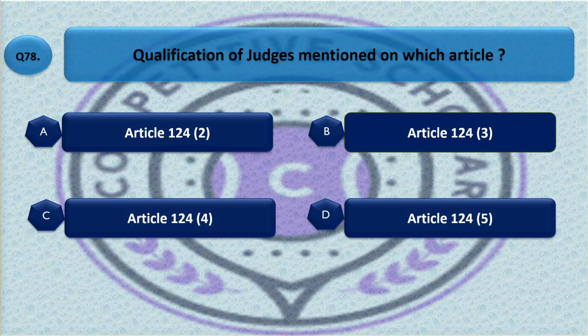Qualification of judges mentioned on which article? Option A, Article 124(2). Option B, Article 124(3). Option C, Article 124(4). Option D, Article 124(5). Answer is option B.